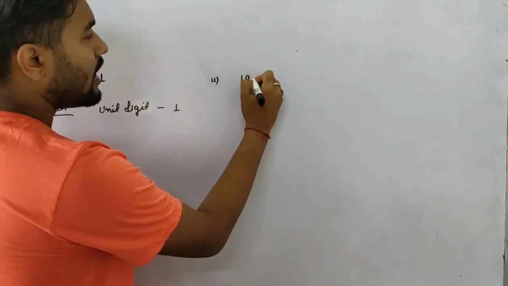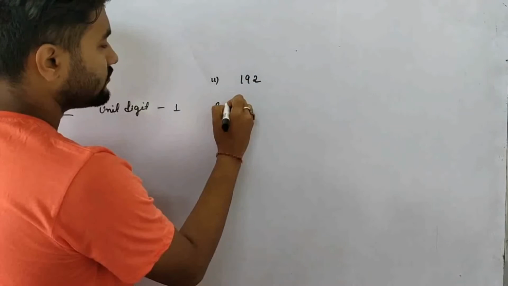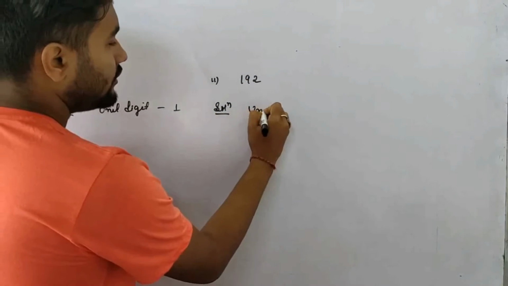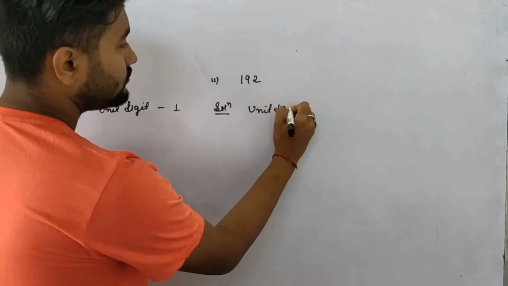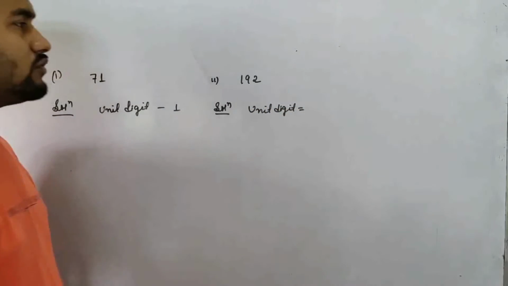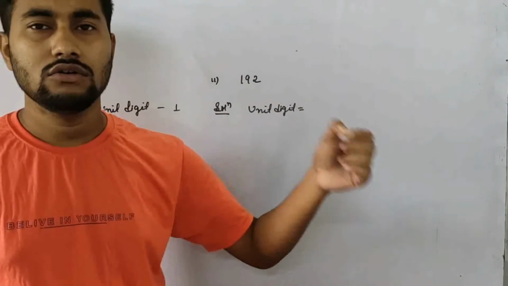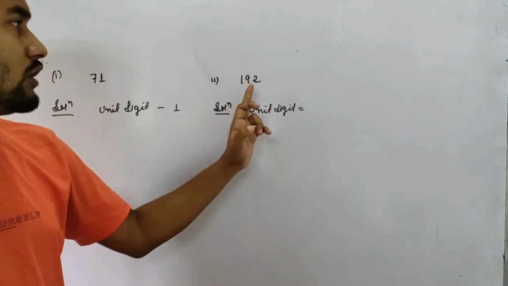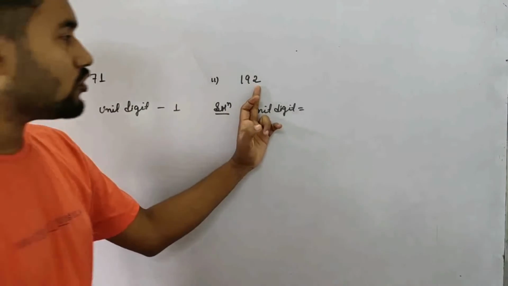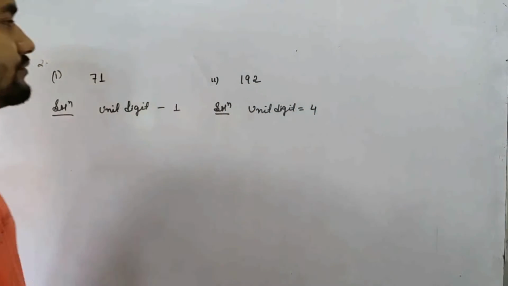Number 2. 192. Solution. Unit digit equal to. Focus on the unit digit. What is there? 2. 2 then 4. 2 square is how much? 4. 2 2 ja 4. So unit digit is 4.